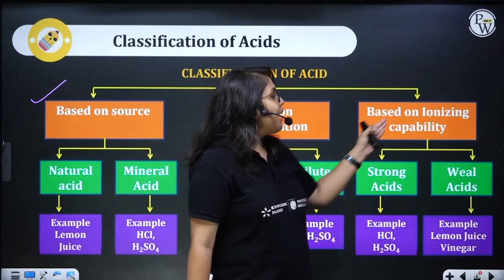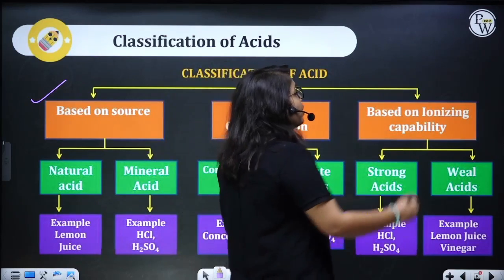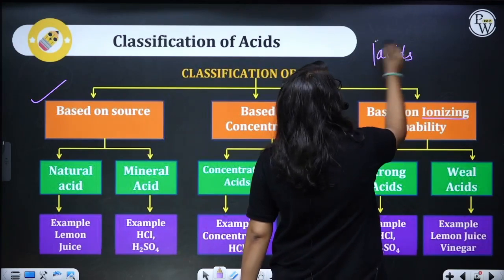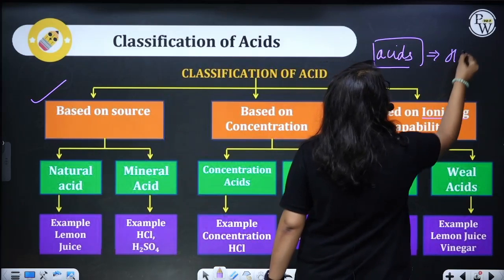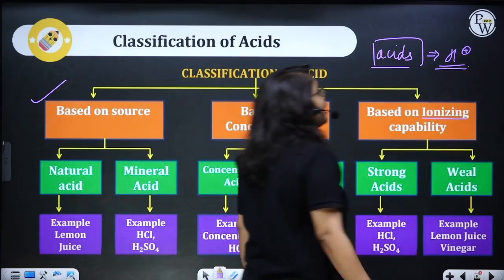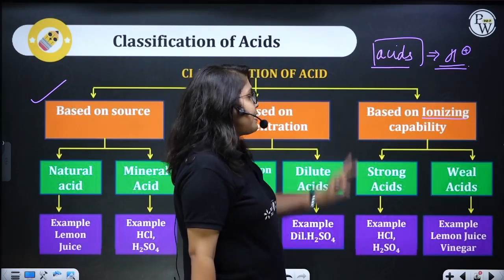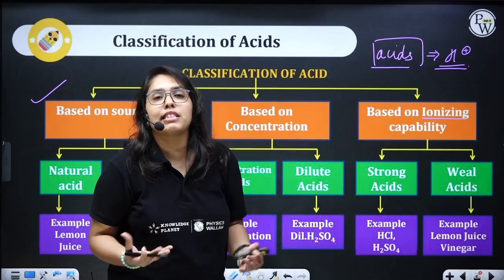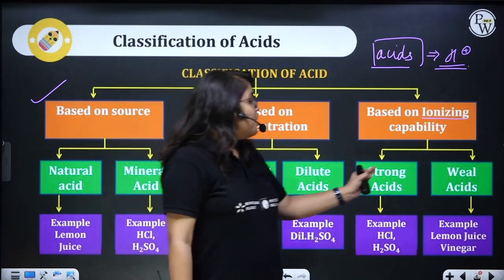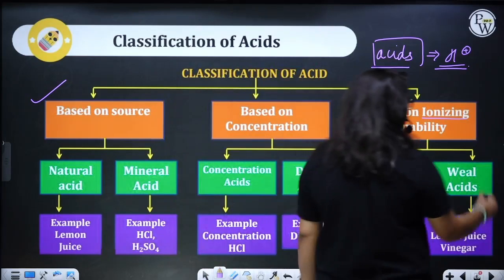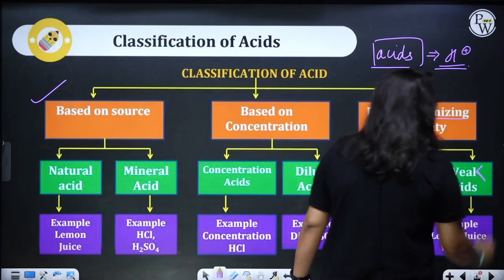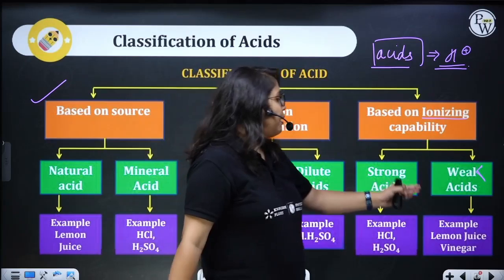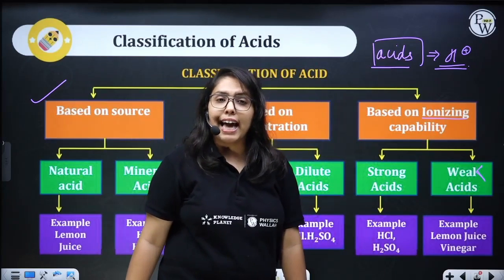And then based on ionizing capacity. What is ionizing capacity? The ability of the acids to be able to give rise to H plus ions is nothing but its ionizing capacity. So if more easily it can release its H plus ions, then such acids are known as strong acids. And when these acids do not very easily or completely dissociate to give rise to H plus ions, then they are called weak acids.